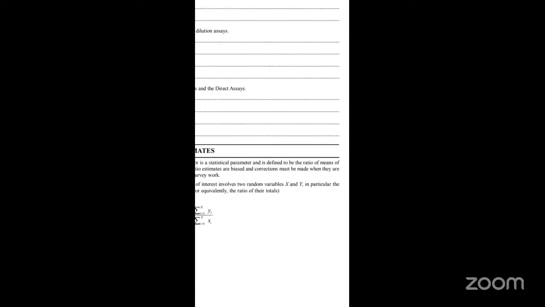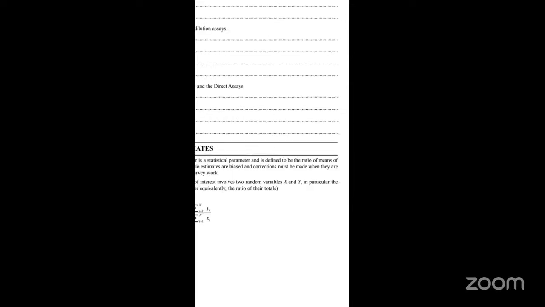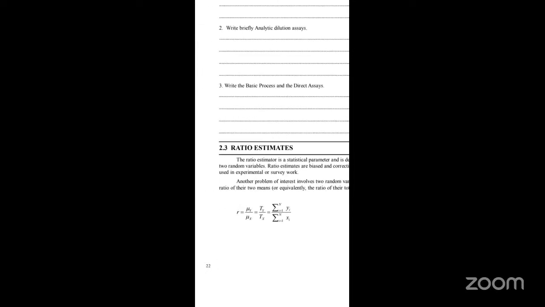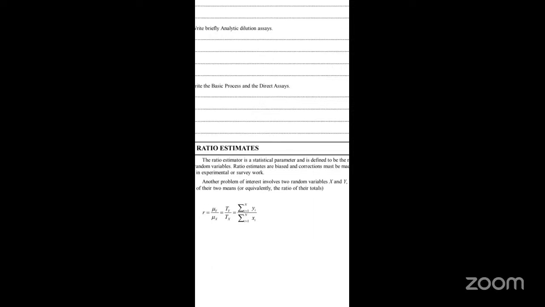Next one is ratio estimates, where R equals mu R by mu S, that is Ty by Tx, that is summation yi by summation xi. The ratio estimate is a statistical parameter and is defined as the ratio of means of two random variables. Ratio estimates are biased and corrections must be made when they are used in experiment or survey work. The problem of interest involves two random variables x and y, particularly the ratio of two means, equally the ratio of their totals.